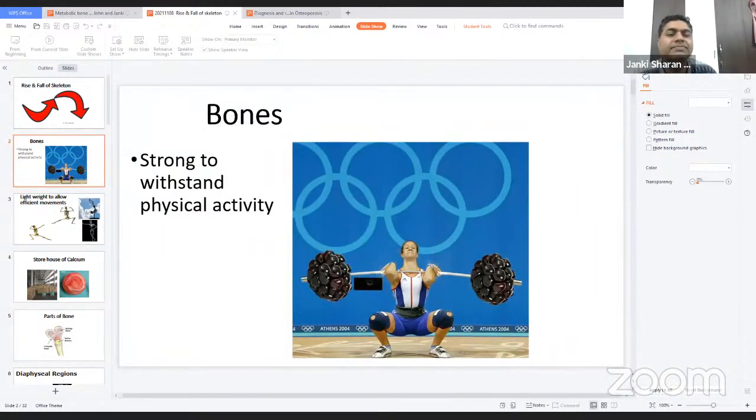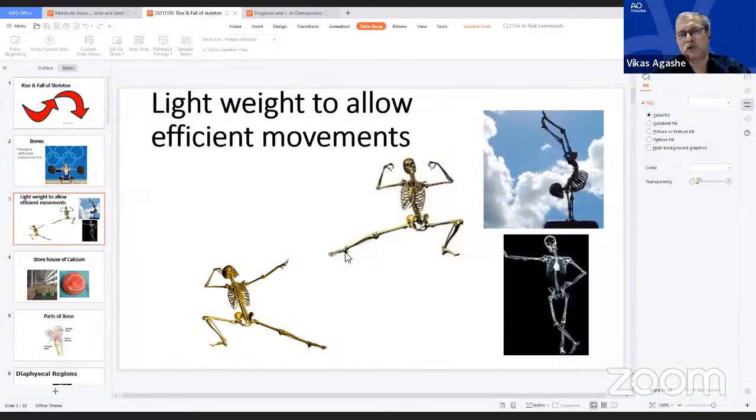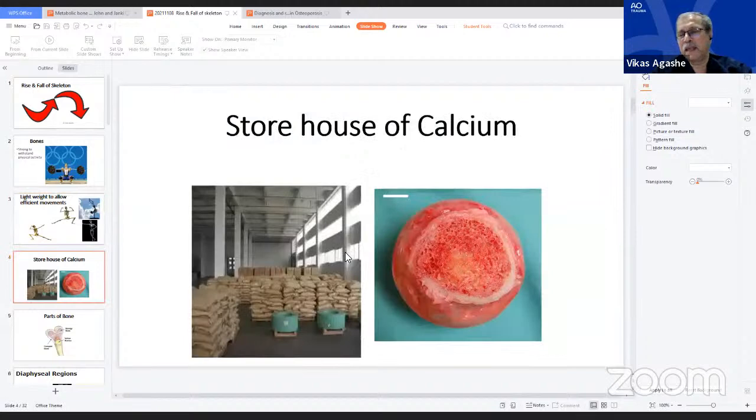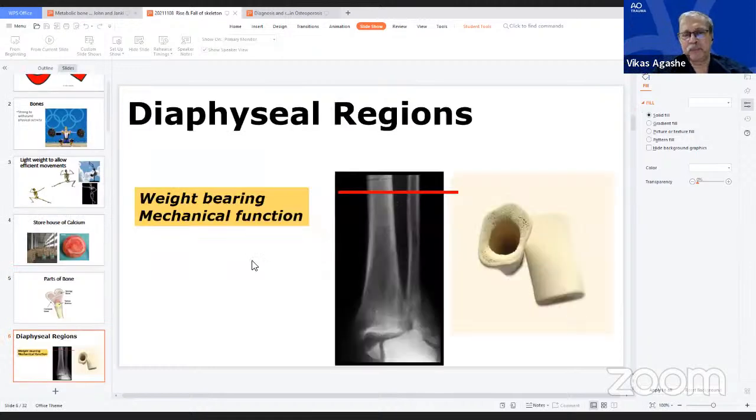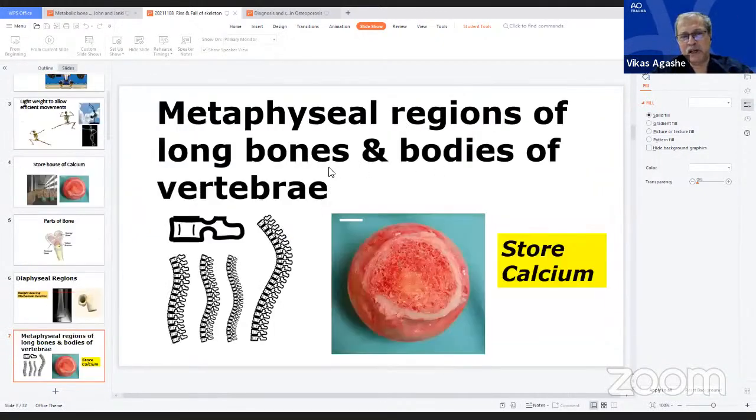So they have to be strong to withstand physical activity. They also need to be lightweight to allow efficient movements. And they have to work as a storehouse of calcium. So these are the basic functions of a bone. Therefore, nature has given us compact bone, spongy bone, which is generally widened, and the yellow marrow in between. The diaphyseal region is essentially weight-bearing, with a mechanical function. And the metaphyseal regions of long bones and bodies of vertebrae store calcium.